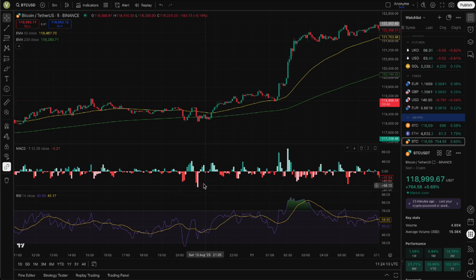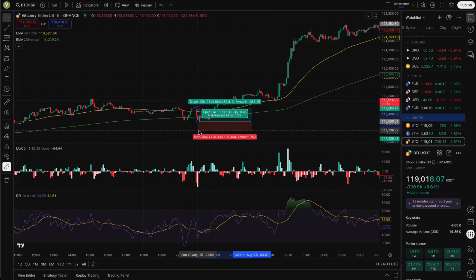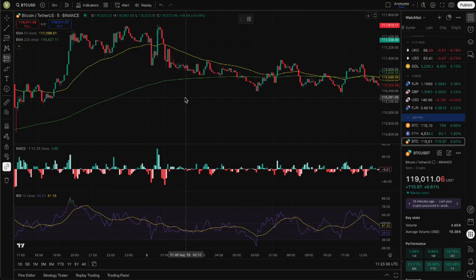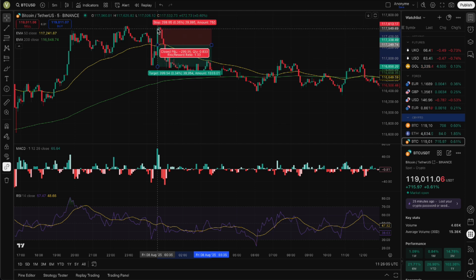For long trades, you're looking for a larger than average downtick in the MACD histogram. This signals a small temporary pullback and a high probability entry point. Enter the trade immediately when you see this signal. Set your take profit at 0.5% and your stop loss at 0.4%. For short trades, you do the opposite. Wait for a significant uptick in the MACD histogram and enter immediately, again using a take profit of 0.5% and a stop loss of 0.4%.